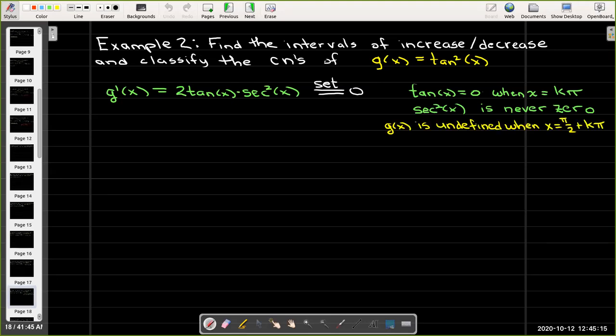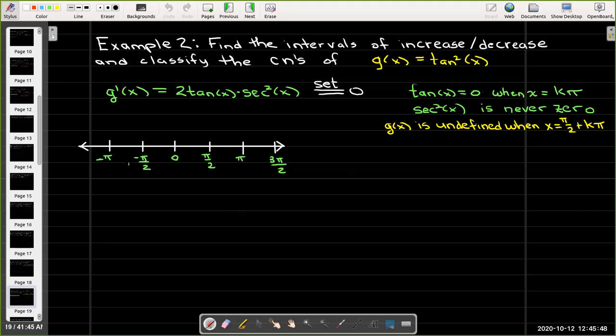But when I'm looking for the intervals of increase and decrease, I should also identify any numbers that are not in the domain of the original function. Those are not critical numbers, but they are still important when we're determining the intervals of increase and decrease. So g of x will be undefined whenever cosine is undefined, and that would be pi over 2 plus any integer multiple of pi.